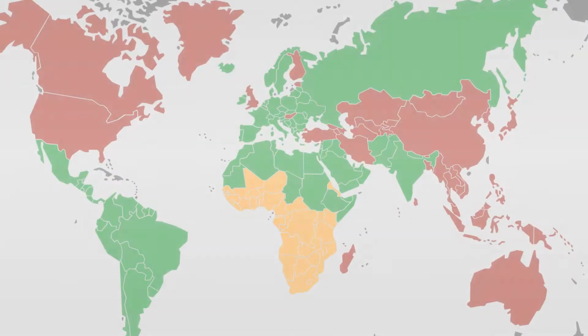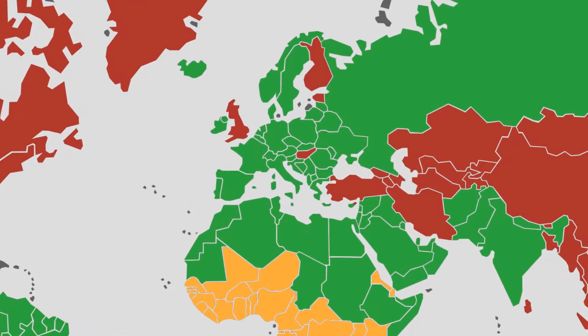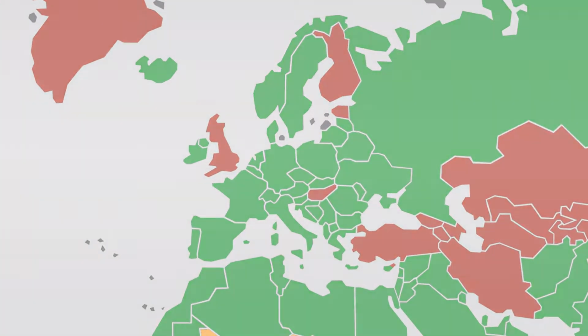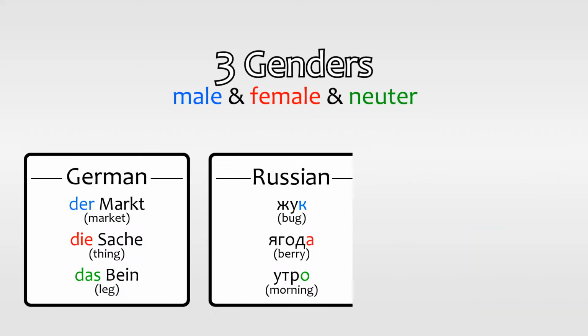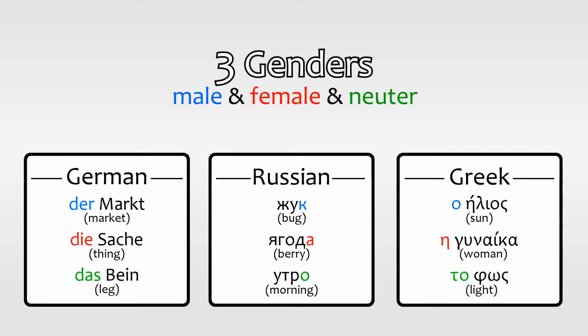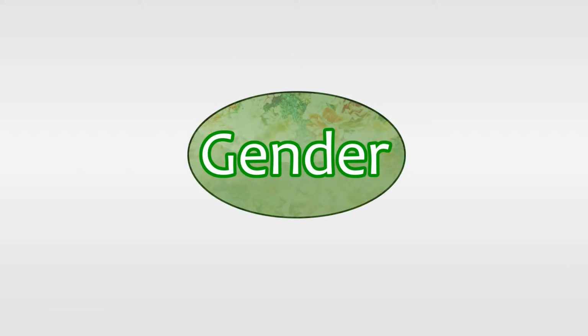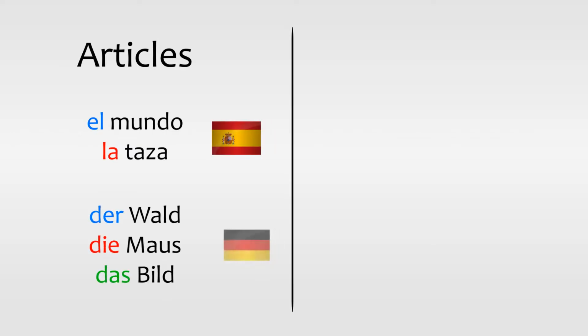Many European languages, actually almost all of them, make use of this concept. French, Spanish and Arabic, for example, use two genders, male and female. Other languages, like German, Russian or Greek, have three genders, male, female and neuter. In these languages, gender can be expressed in very different ways. On the one hand, articles can be used for that, like el, la in Spanish or der, die, das in German. All of them give the following noun its corresponding gender.